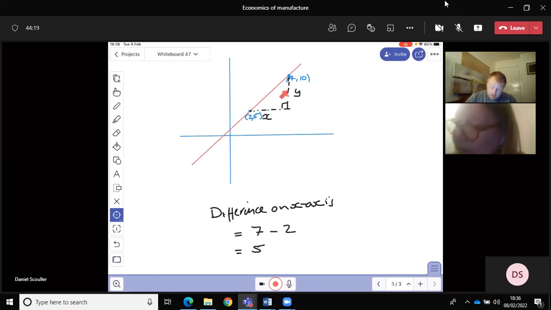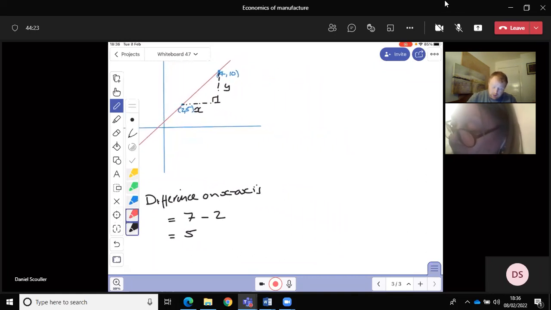You do the same for the y. So your difference in the y-axis would equal 10 minus 5, or 5 as well.